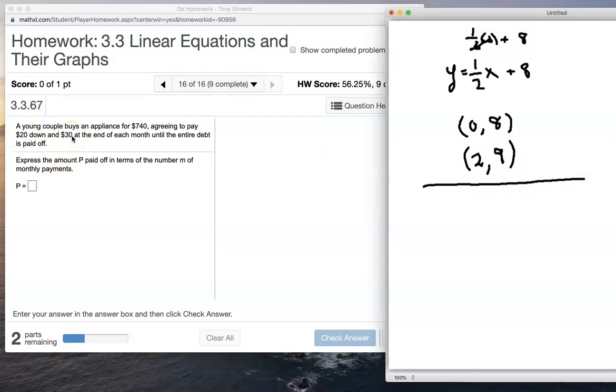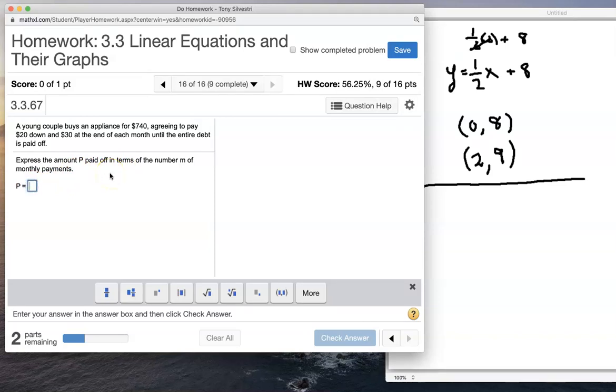A young couple buys an appliance for $740, agreeing to pay $20 down, that's all, and $30 at the end of each month until their debt is paid. Express the amount paid in terms of the number of monthly payments. Okay, here's what you're going to do. They put down $20 right off the bat. Then we're going to add to that $20 $30 for every month that goes by.